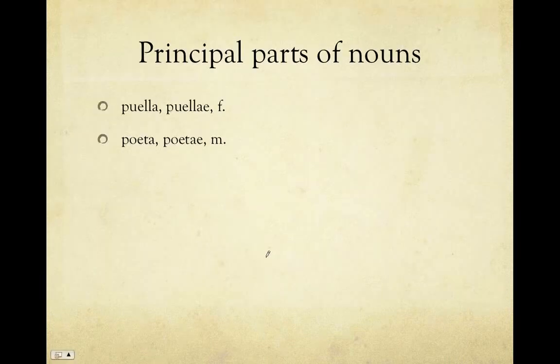Now, what you need to know is that every noun in Latin is going to have principal parts. We do it in English. If you looked up a word in a dictionary, it would give you the singular and the plural. Well, in Latin, a dictionary is going to give you the nominative singular, and not the plural, but the genitive singular. Okay? Now this genitive singular, and here we have two examples: puella, puellae, which is girl, and poeta, poetae, which is poet.